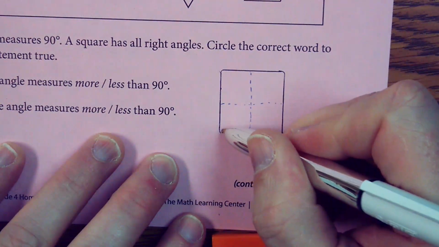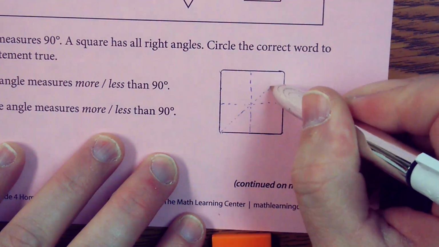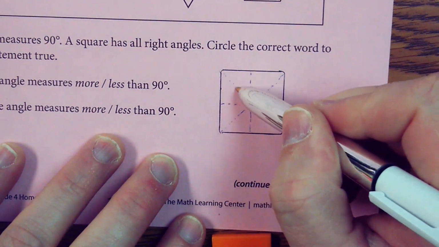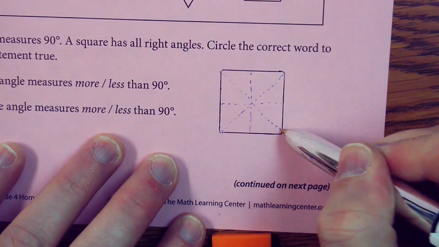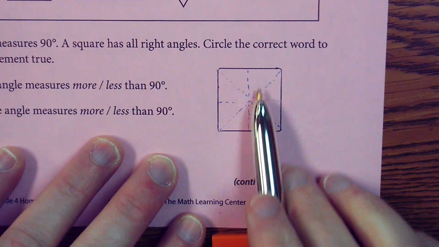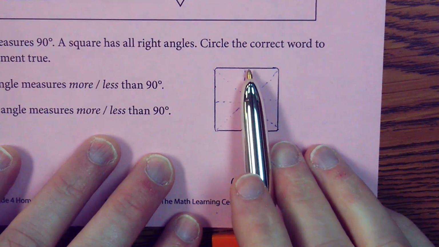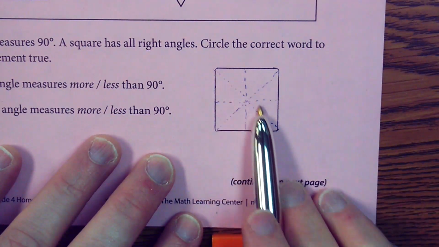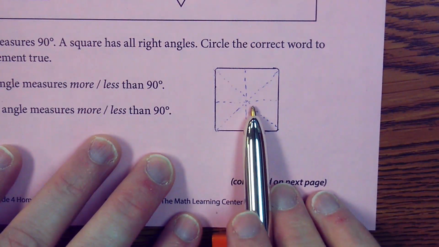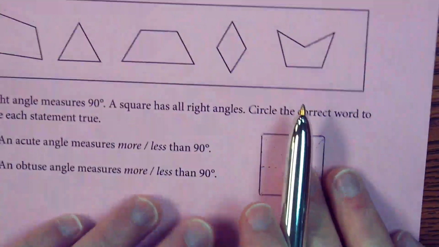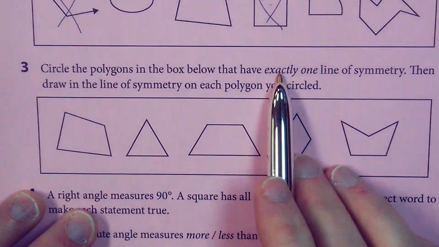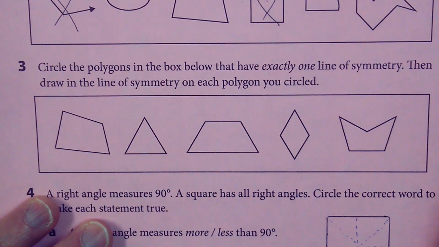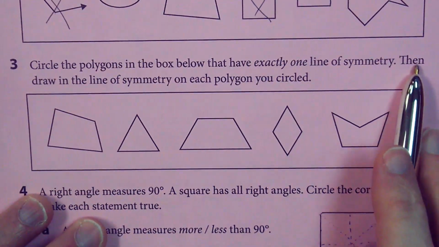Oh, I could fold it along the diagonal. That would be a nice line of symmetry. Oh, and I could fold it the other corner and have a nice line of symmetry. So with this square here, I'd have 1, 2, 3, 4 lines of symmetry. You wouldn't want to circle that because that has too many. The instructions say that you're going to circle ones that have exactly one line of symmetry. And it wants you to draw the line too.